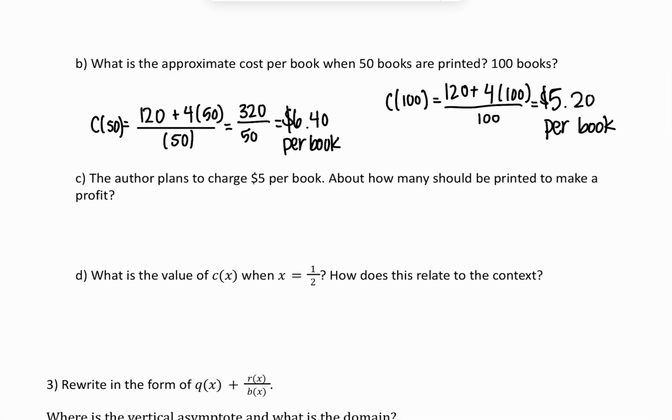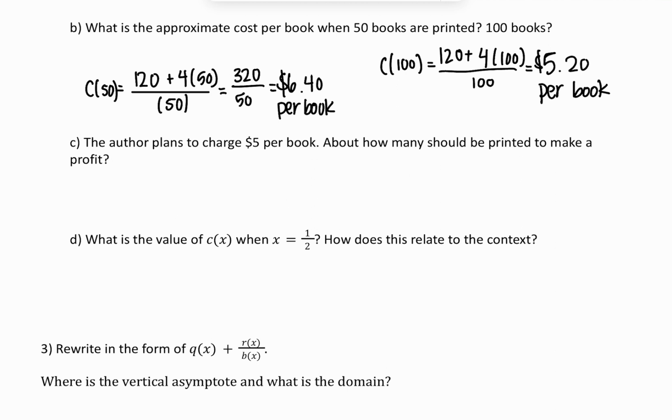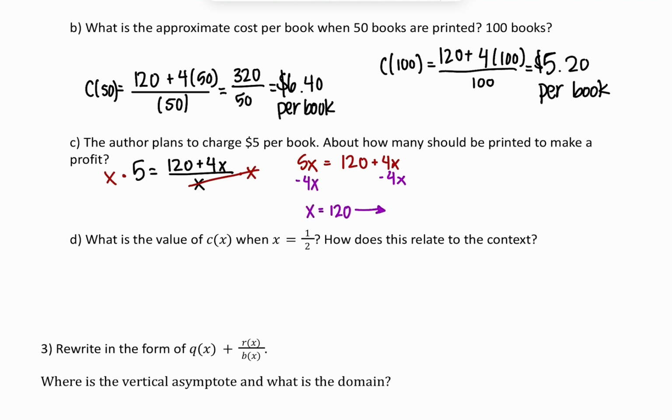If the author plans to charge $5 per book, how many should be printed to make at least some type of profit? So this is where C of x is now 5. So you want 5 equal to (120 plus 4x) over x, and we're trying to solve for x. To solve for this, we're going to multiply by the least common denominator, or just x in this case. That will cancel out on the right side. But now we'll have 5x equals 120 plus 4x. If we subtract 4x on each side, we'll get x equals 120. So this is how many we'll need to break even.